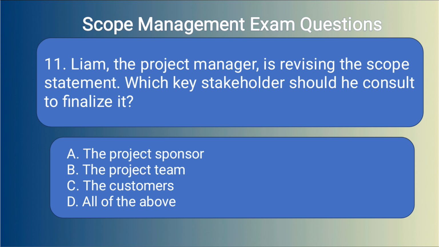11. Liam, the project manager, is revising the scope statement. Which key stakeholder should he consult to finalize it? A. The project sponsor. B. The project team. C. The customers. D. All of the above.